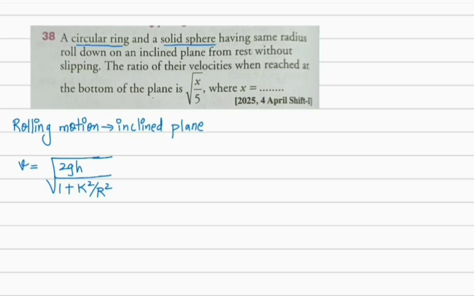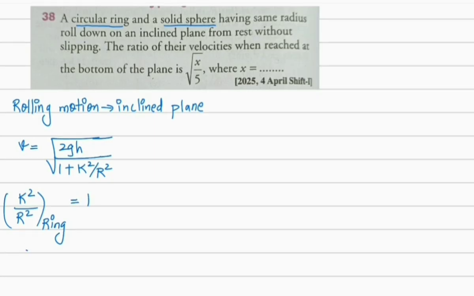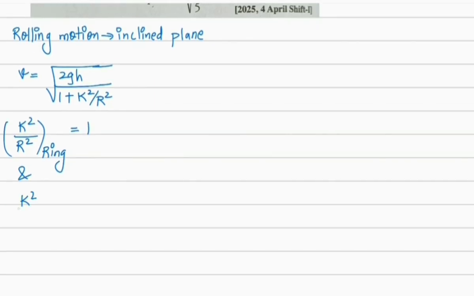But can I say 2gh, these three terms are the same for these two structures, alright? They roll down on an inclined plane, the same inclined plane for both, so the value of h is common. So just do one thing, tell me what is k square by r square for a ring, and then in the same way what is k square by r square for a solid sphere. For a ring k square by r square is 1, and students, for a solid sphere, the same k square by r square will be 2/5. So this is 2/5, right? This is for a solid sphere.